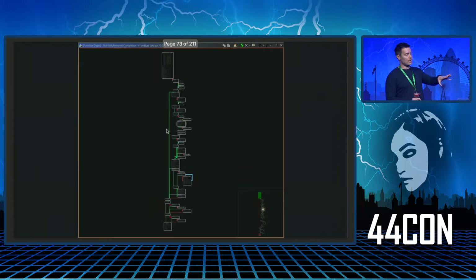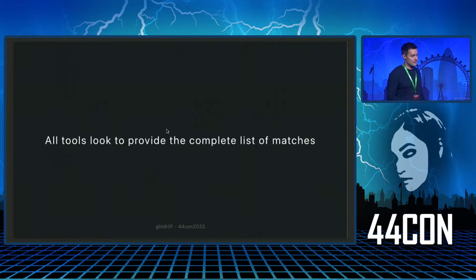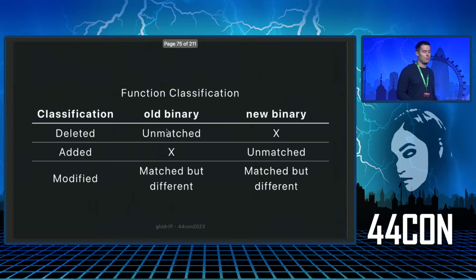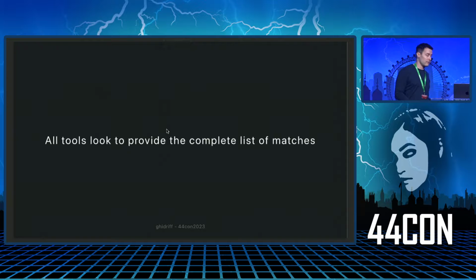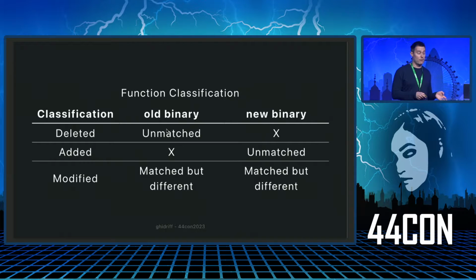So say you take a single function and you can run an algorithm on it to count the nodes, count the edges, and do a little bit more than that to compare the two functions. But all the tools are looking to provide that complete list of matches so that you can classify the functions. Once you know all the functions have been matched, you can say, oh, I can match this function from my old binary, so it's been deleted. Or I can match this function from my new binary, so that's a new function.